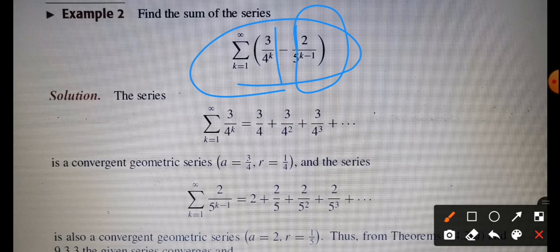At first we will discuss the first one, that is summation k varying from 1 to infinity of 3 over 4 power k. Clearly it is a geometric series with a equal to 3 by 4 and r equal to 1 by 4. So we can find the sum of this series.